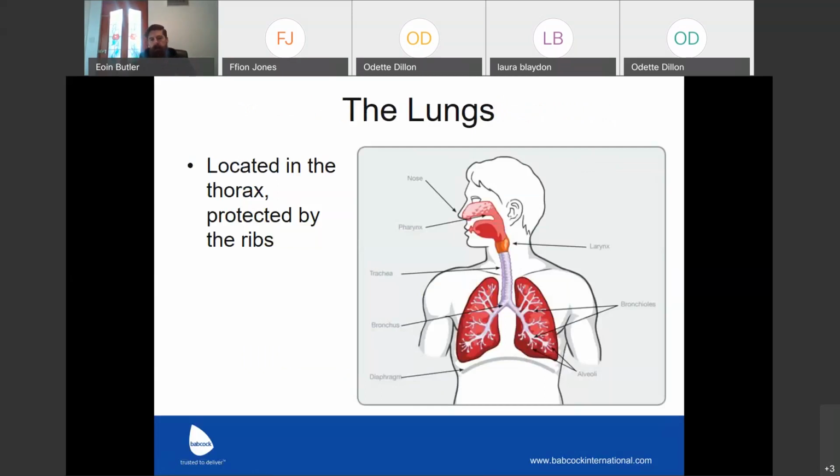Okay, so moving on from the heart, we look at the lungs. The lungs are located in the thorax, protected by the ribs. As we can see in the diagram, air will pass in through the nose and the mouth, past the pharynx, past the larynx, down the trachea. The trachea branches into 2 bronchi. At the ends of the bronchi, you've got the bronchioles, and at the end of the bronchioles, you've got the alveoli where gaseous exchange takes place. You can also see the diaphragm just below the lungs, which is one of the respiratory muscles.